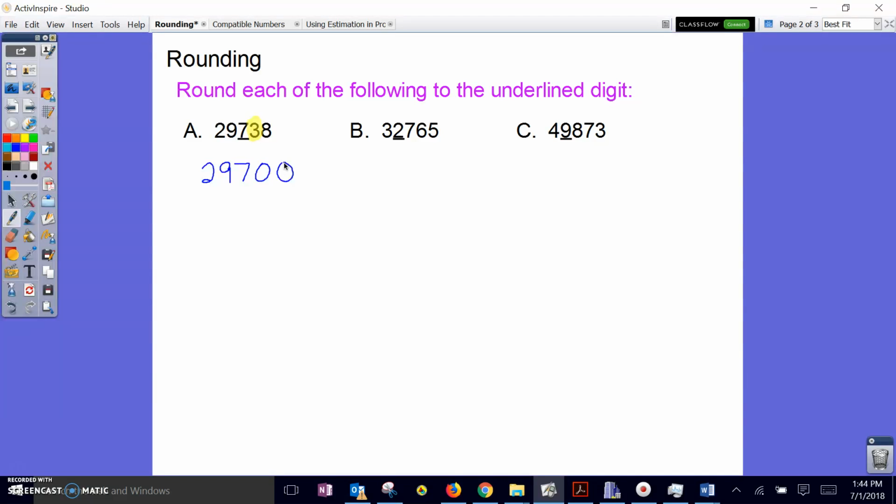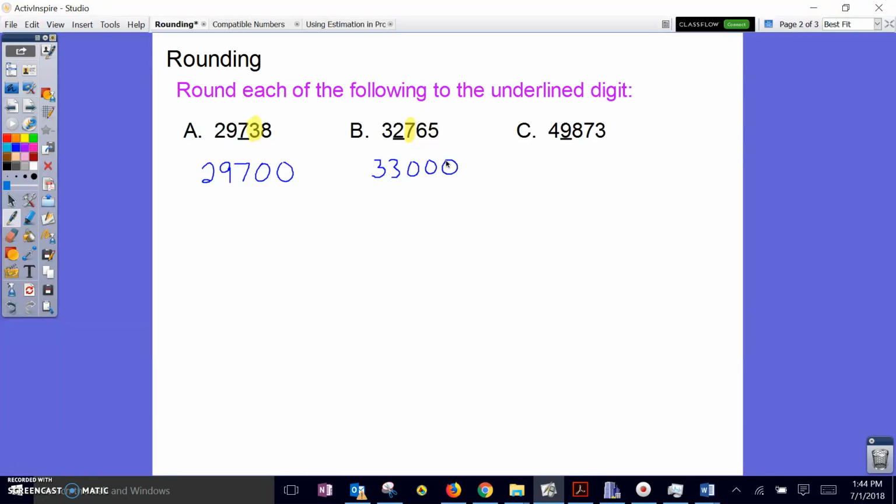In part B, our underlined rounding digit is 2. We look at the digit immediately to its right. That's a 7. 7 is 5 or above, so we're going to round up. So everything to the left of the rounding digit stays the same. The 2 rounds up to a 3, and everything to the right of the rounding digit becomes a 0. And we would round that to 33,000.